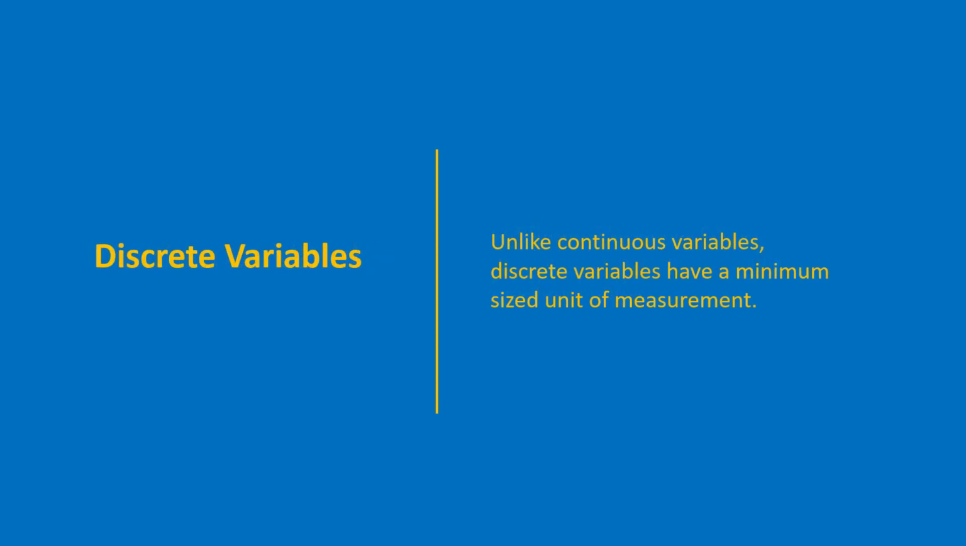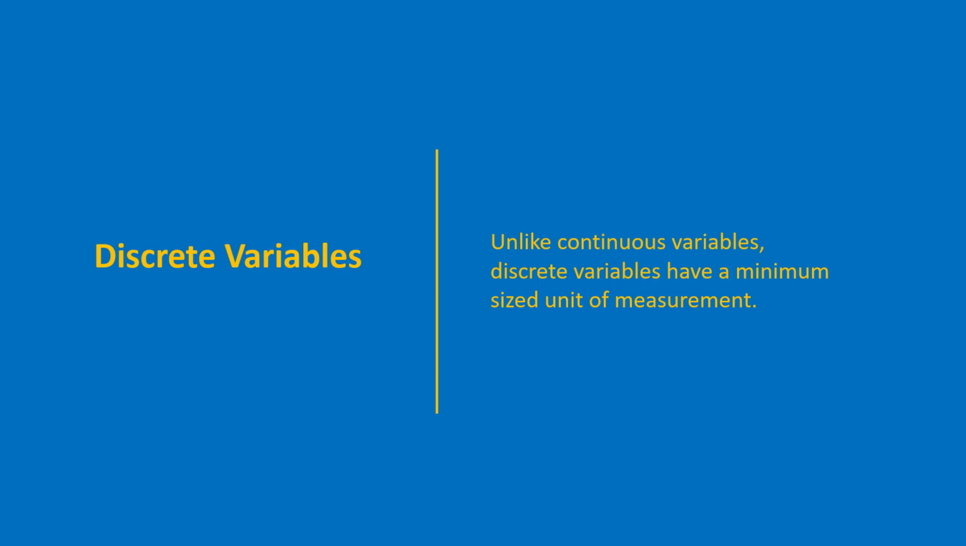Discrete variables, on the other hand, do have a minimum sized unit of measurement. For example, a household can't have fractional children. You can have one child or 5 children or 20 children, but you can't have half a child. By the same token, a school district can contain 2 schools, or 10 schools, or 100 schools, but it can't have 3.5 schools. That concept of a half school just doesn't make any sense.